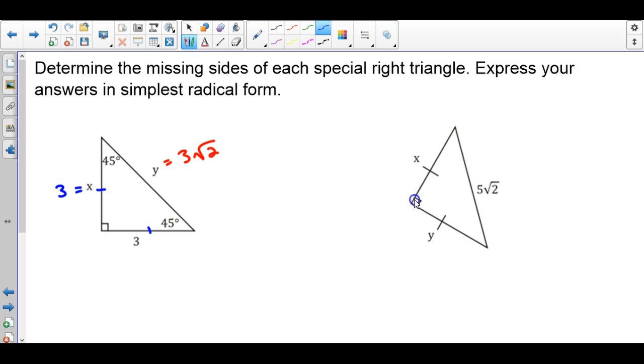In this next one, notice I'm starting with my hypotenuse because it's across from the right angle. And my hypotenuse is radical 2 times the length of these two short legs here. So what I'm going to need to do is divide by the square root of 2. This is going to cancel out, and I'll be left with 5, and that is going to be both x and y.